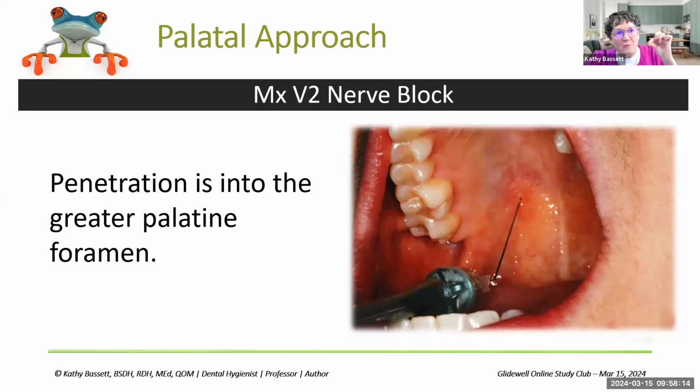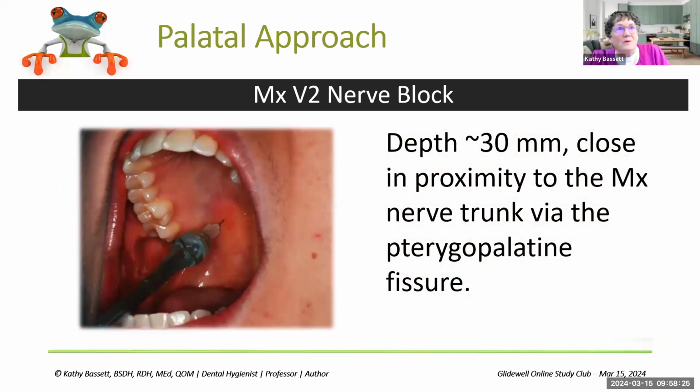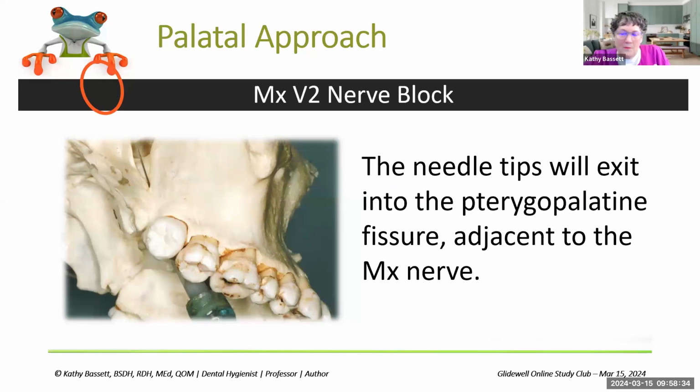In this case, we've bent it a little bit, a few millimeters from the needle hub to allow it to have a straight angle upward into that fissure. And then we're going to insert to a depth of 30 millimeters. And when it comes out, what it looks like within the tissue is it's coming out right here.